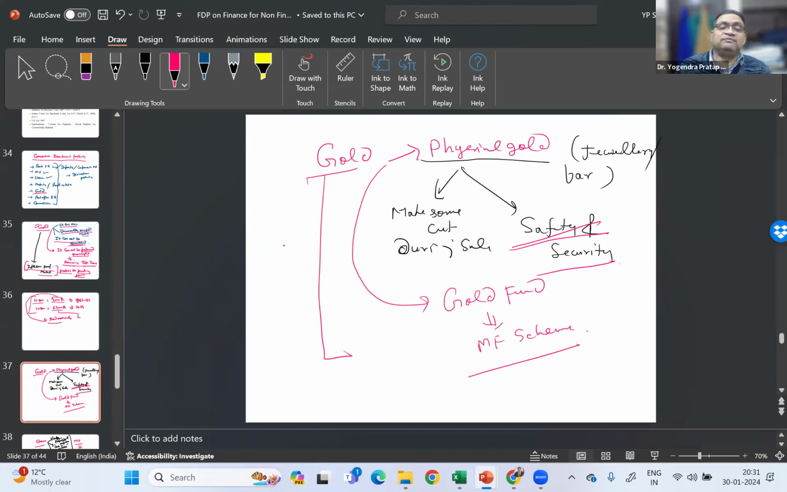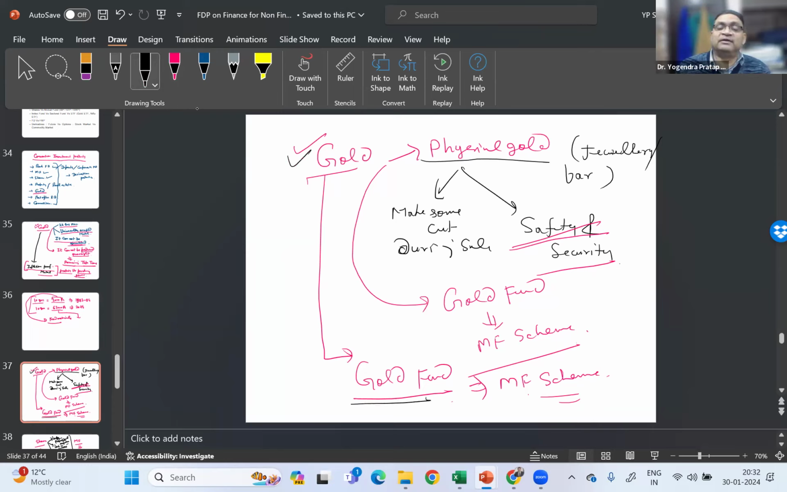The second option is to invest into the gold fund. It is a mutual fund scheme. Mutual fund scheme means here the fund manager will invest into the shares of the companies who are related with the gold, either it is mining of the gold or trading of the gold. But remember, it is not going to give the benefit like physical gold. It cannot be a substitute for the physical gold.